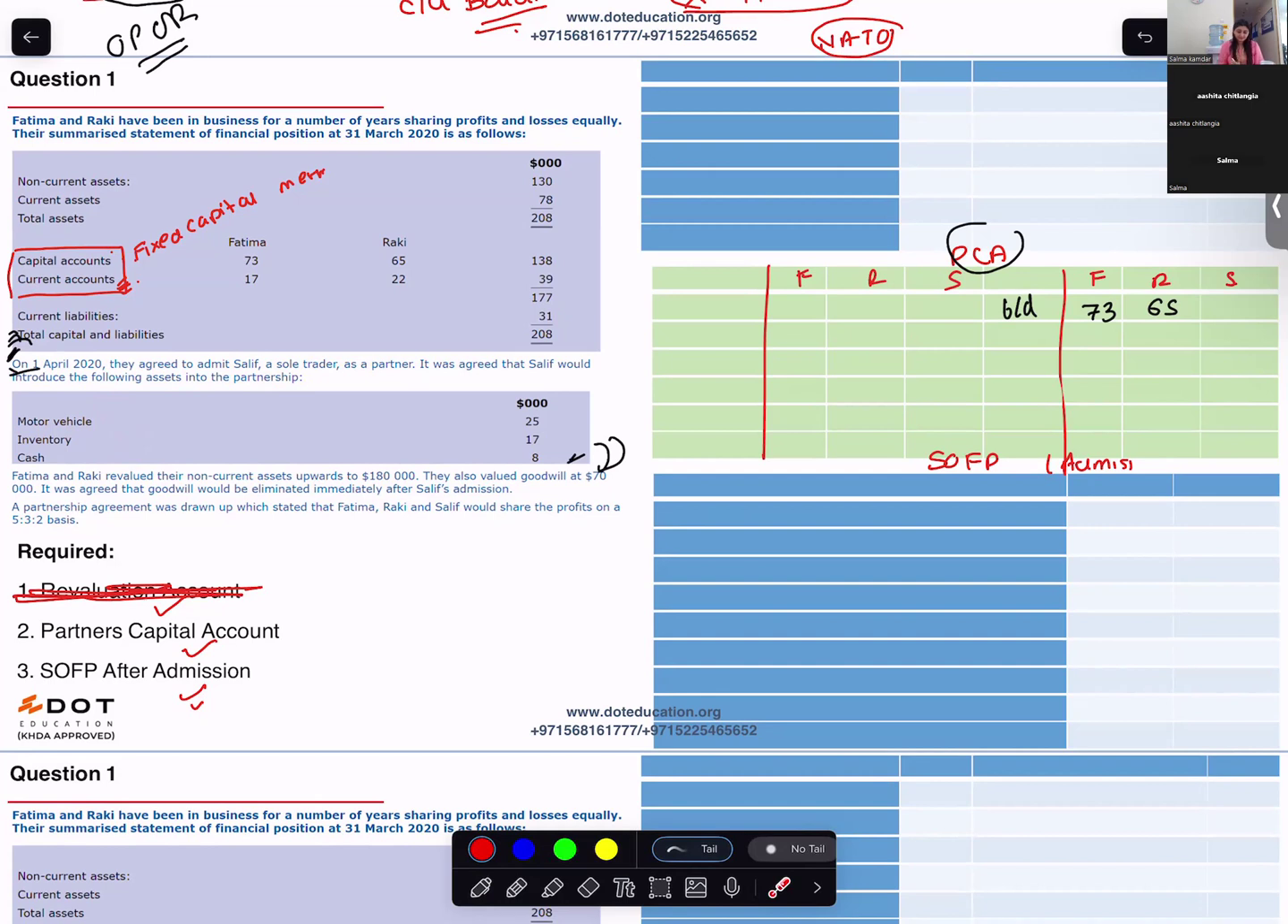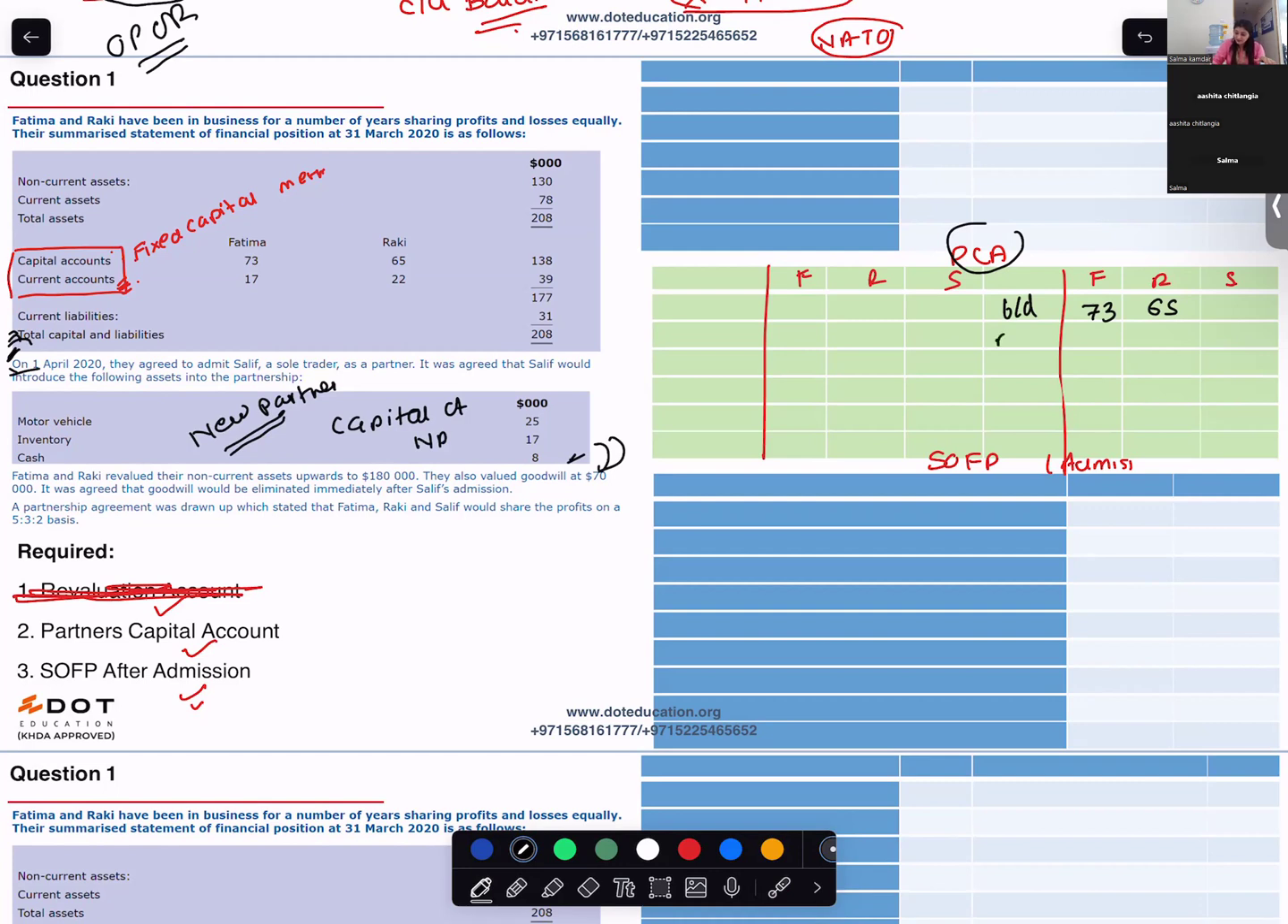The assets are going up. Darling, a new partner is getting things into the partnership. Means what? Means that a new partner is bringing in capital. Yeah, he's bringing in capital. So the capital of the new partner is in cash.